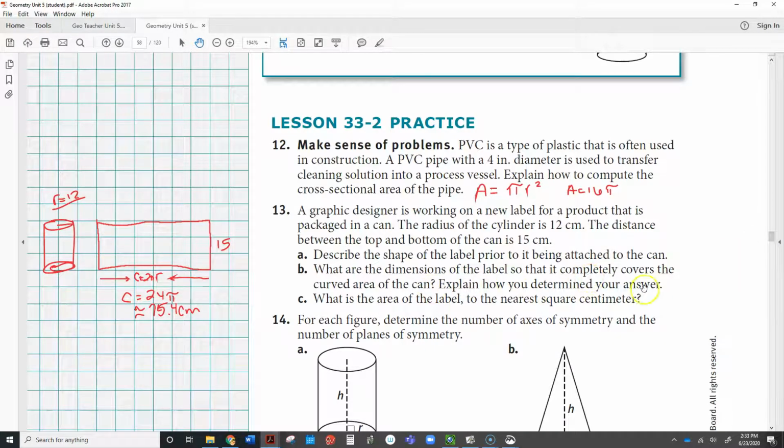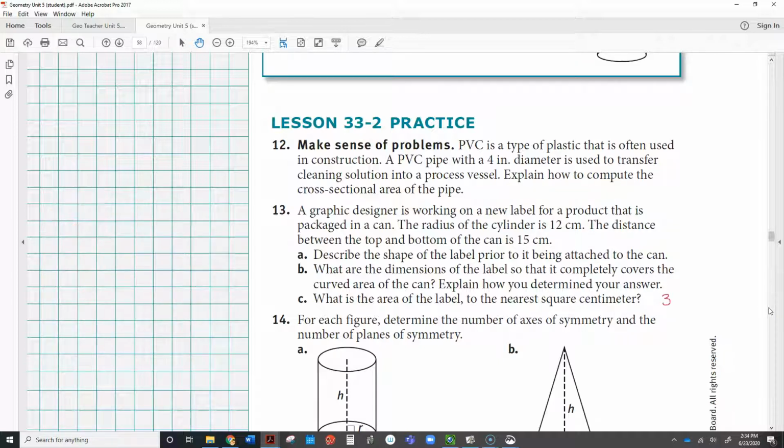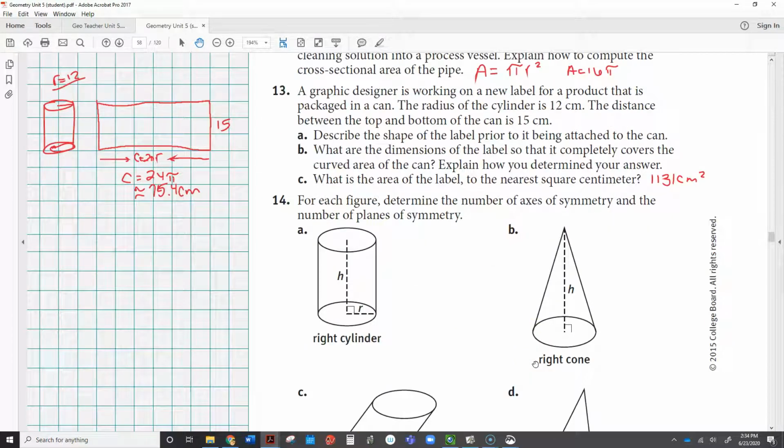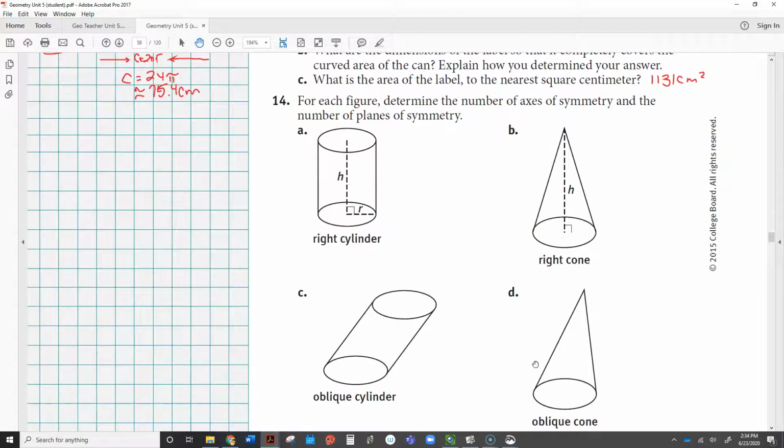What are the dimensions of the label? Explain how you determine. I did that. What's the area? So 75.4 times 15, to the nearest square centimeter. I got 1,130.97. So I'm going to round that to 1,131 centimeters squared.